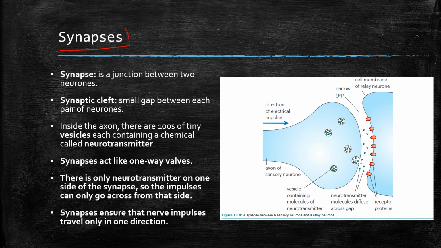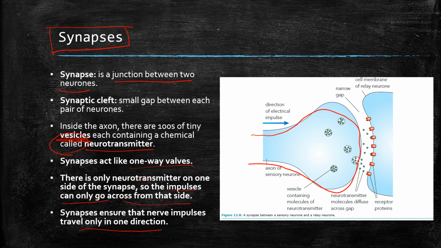Then we have synapses, as many people say it. It's the junction between two neurons, basically this, right? The synaptic cleft is a gap between each pair of neurons. Inside the axon, there are hundreds of tiny vesicles, each containing a chemical called neurotransmitter. Synapses act like a one-way valve. There's only neurotransmitter on one side of the synapse so that the impulse can go across from that side. Synapses ensure that nerve impulses travel in only one direction.